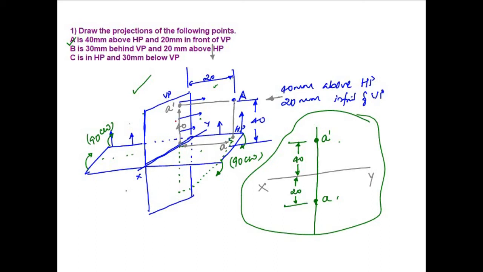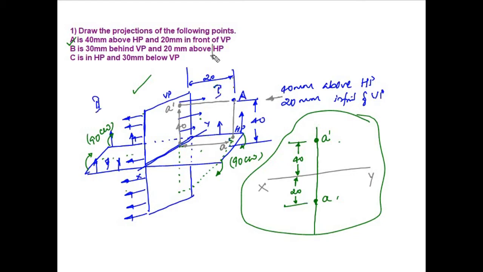This is your vertical plane. So behind vertical plane, this whole area comes behind vertical plane, as we already discussed earlier. Now the second condition is 20 mm above horizontal plane. So above horizontal plane means this area. That means it is in the second quadrant.